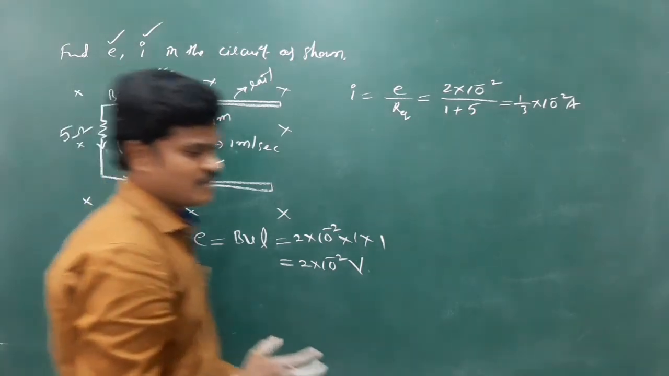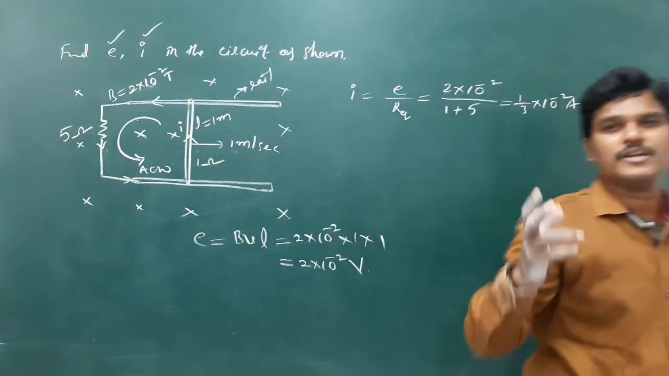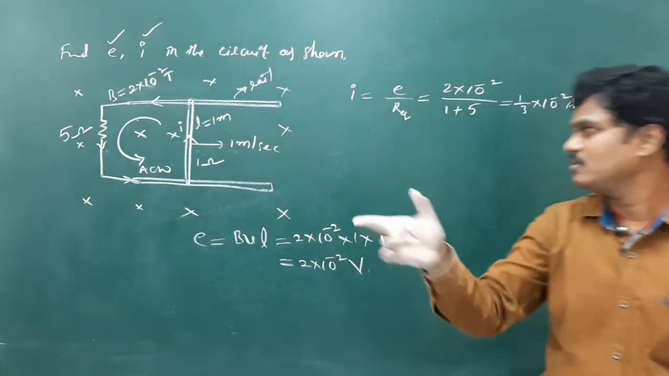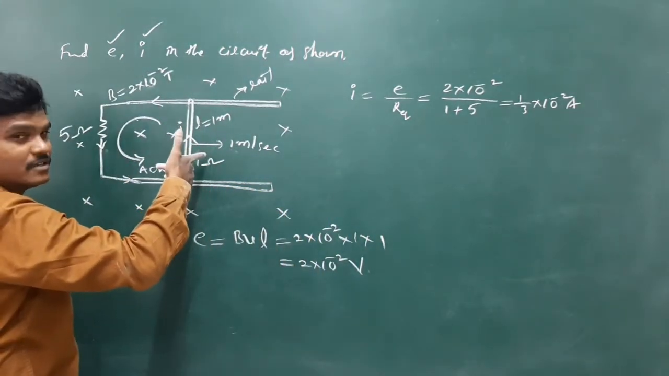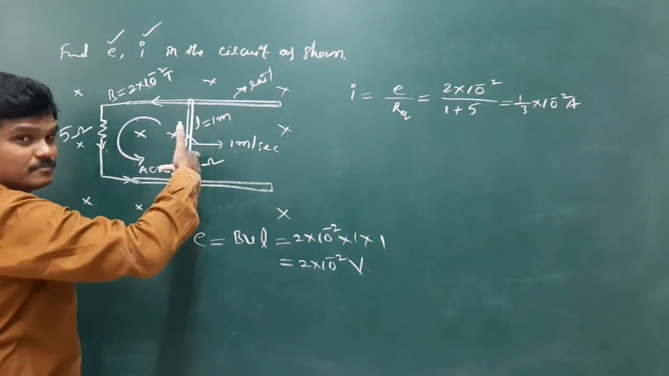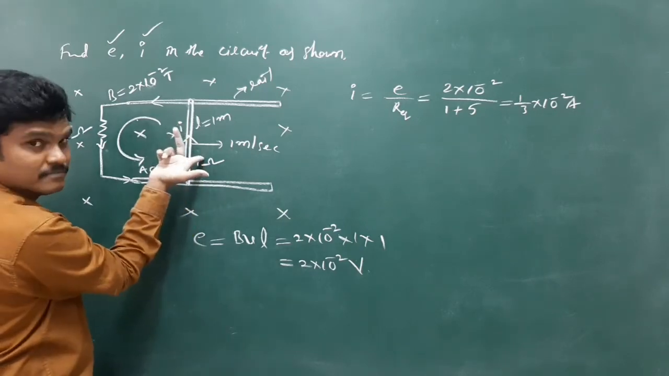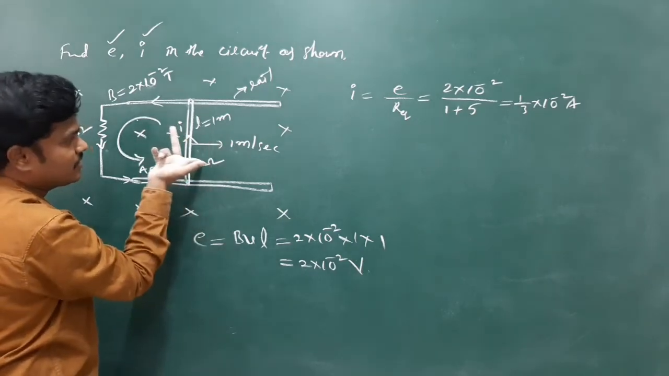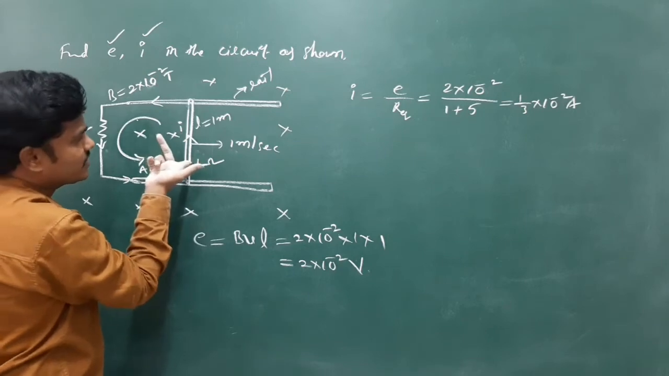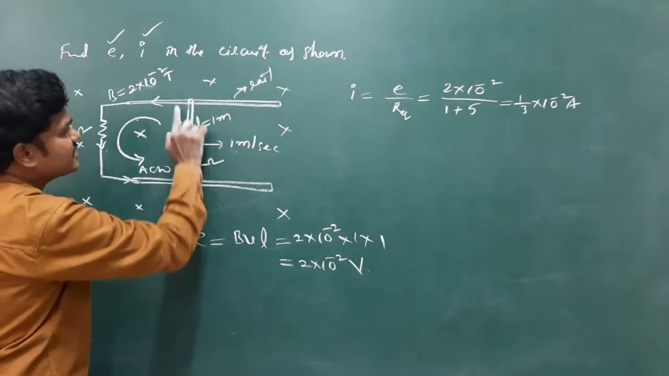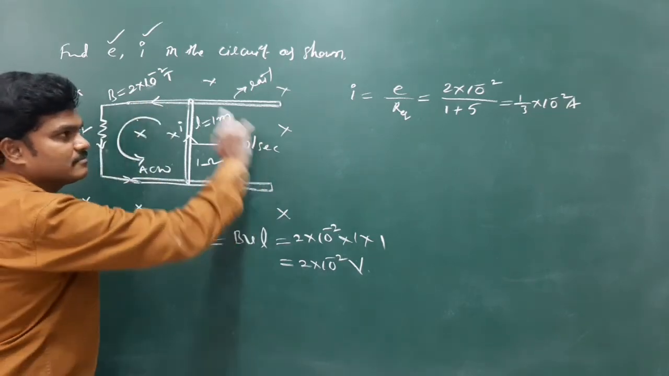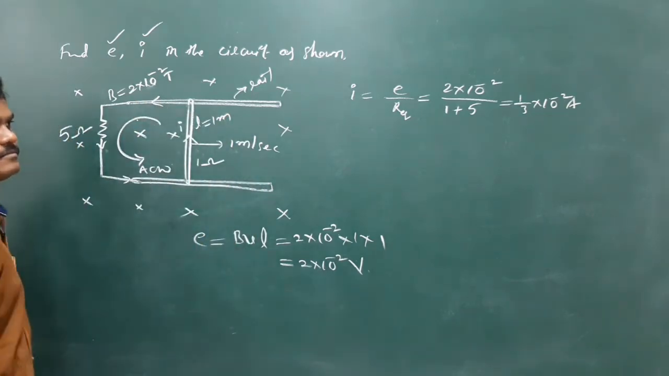Anti-clockwise direction. Otherwise, if there is any confusion, you can apply Fleming's right hand rule. If I apply Fleming's right hand rule, see the motion of the conductor. The field is into the board, and the conductor is moving like this. The thumb shows the motion of the conductor. Now see the middle finger. The middle finger shows upwards, which means the induced current is like this. Anti-clockwise. Okay.